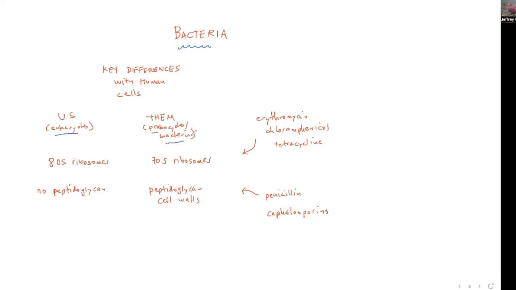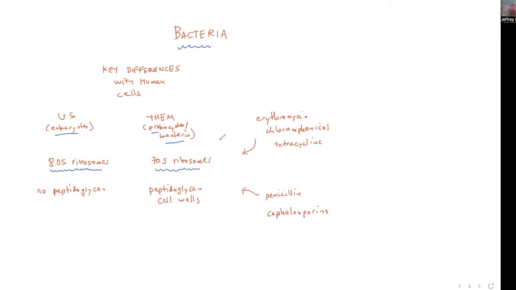Just remember, prokaryotes include the archaea as well as the bacteria, and the archaea are a little bit different. The archaea are actually a little bit more similar to us. But since most of the things that cause disease are bacteria, we can look at these key differences. Specifically, there are two that are of great importance. One has to do with ribosome structure. Eukaryotic ribosomes are 80S, and prokaryotic ribosomes are 70S, which means that they're about half the size.